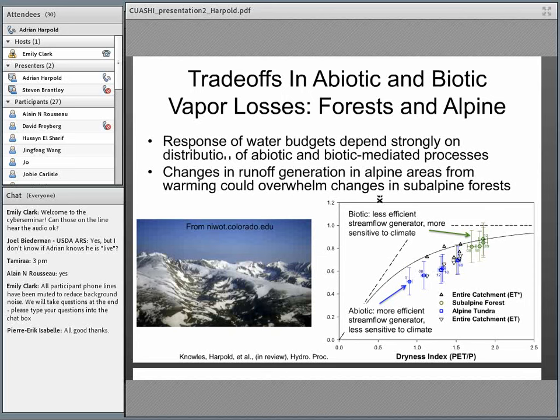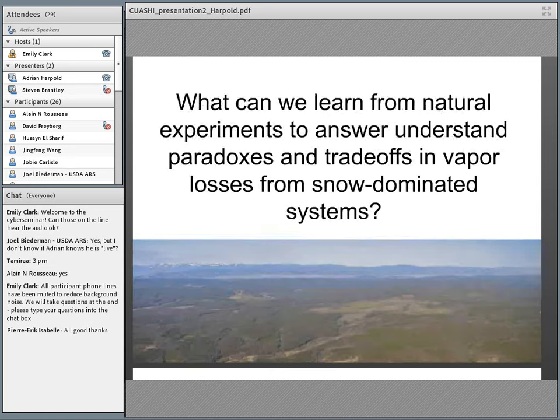But it becomes difficult to look at these sorts of effects, especially in an observational framework, because we're comparing different ecosystems with different climates. And so where I'll take you for the rest of the talk is really trying to ask the question, well, what if we had the opportunity to chop down all the trees in the subalpine forest, and we could look at how the abiotic processes might change following disturbance to a biotically mediated system.